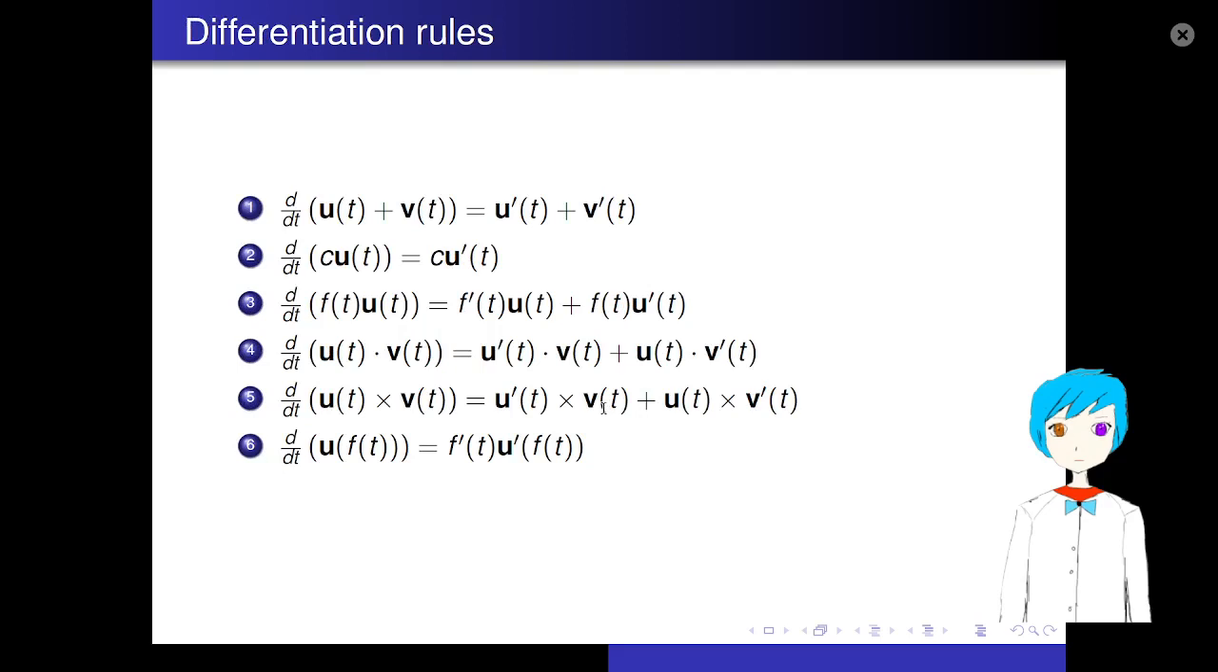We have some differentiation rules, and the differentiation rules are just generalizations of the differentiation rules for the scalar valued function, like the additivity, homogeneity, and the chain rule, and the dot product. The differentiation rule for the multiplication of two functions, the dot product and the cross product, and finally the chain rule.